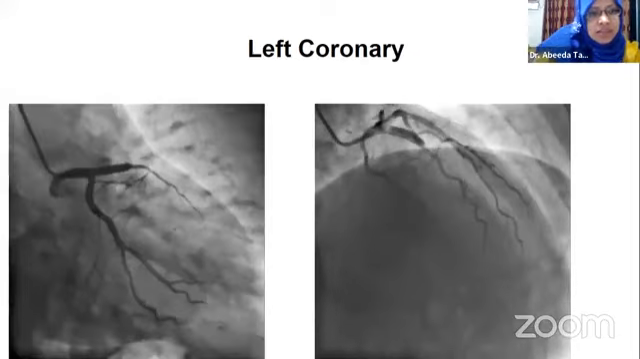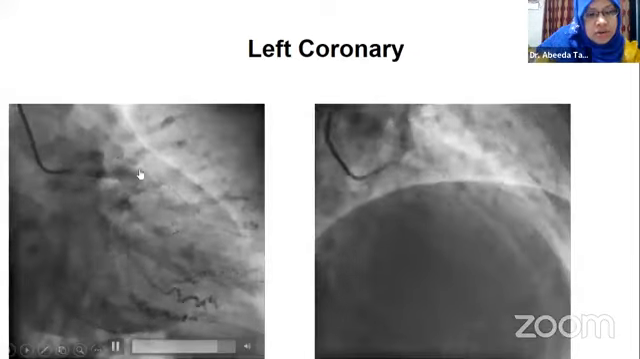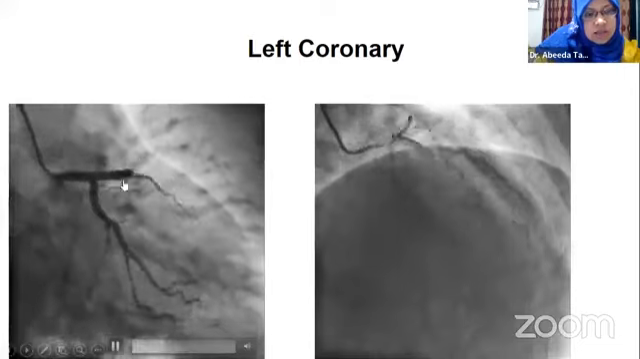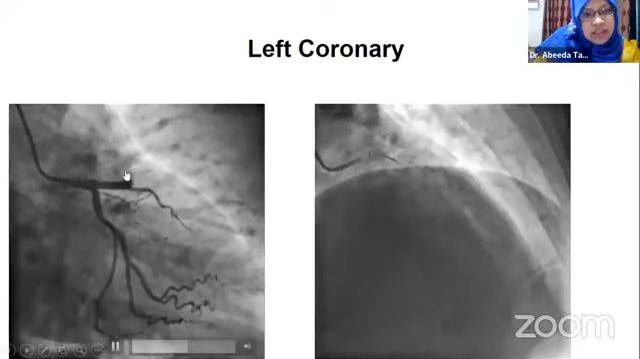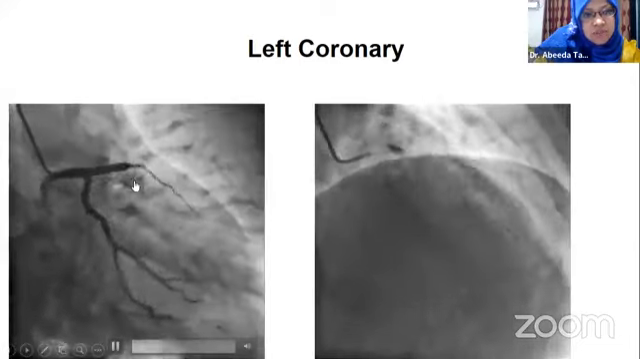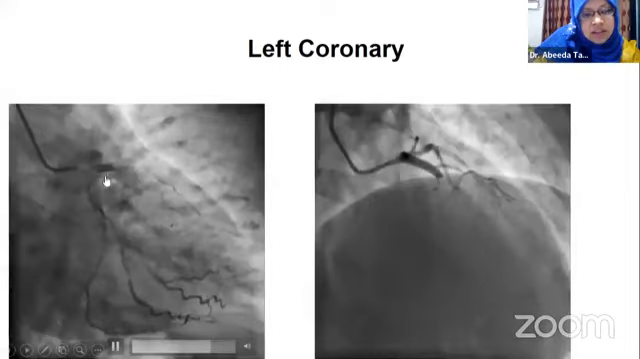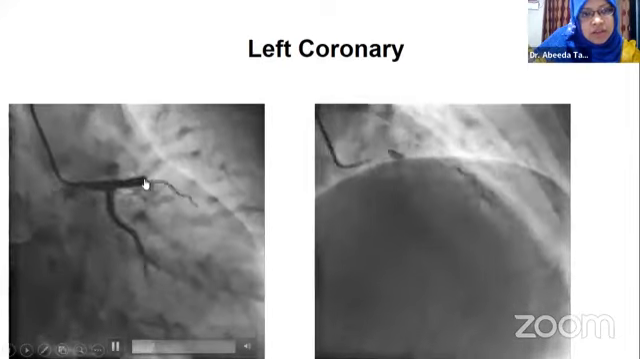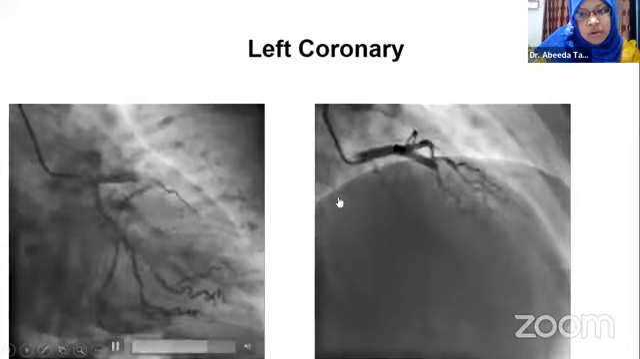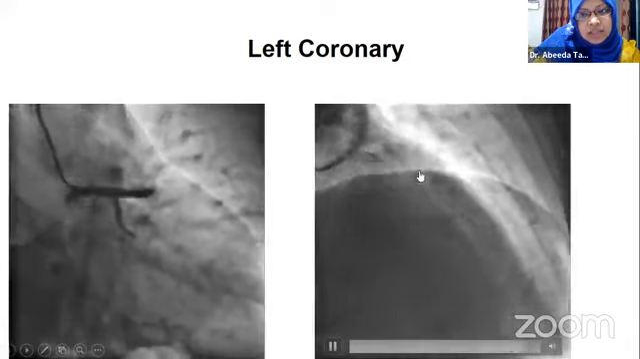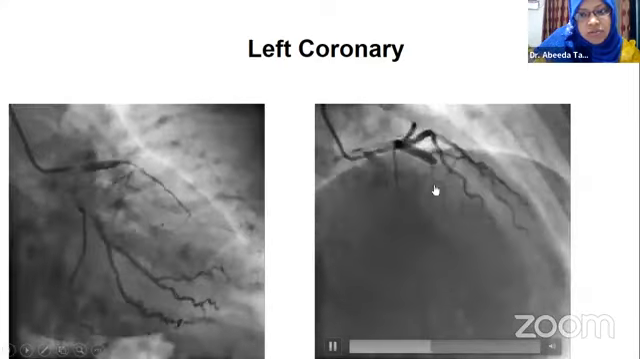As you can see in this first video, we can see that there is complete 100% occlusion. This is the left anterior descending artery, and the proximal segment of the left anterior descending artery is 100% occluded. This is another view, and we can see that there is complete cutoff of the artery.